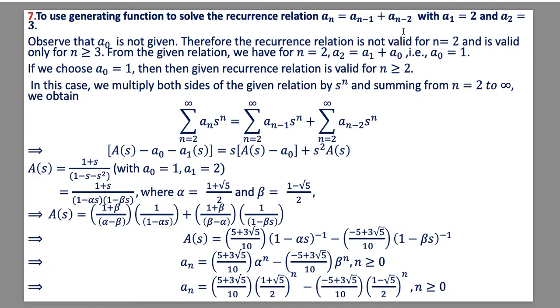So in this case, we can multiply it by s raised to power n and take the summation from n equal to 2 to infinity. So it will be the sum from n equal to 2 to infinity of a_n s^n equals the sum of a_{n-1} s^n plus the sum of a_{n-2} s^n. We know that the left side is A(s) minus a naught minus a1 s. We know that this is s into A(s) minus a naught, and this is equal to s square A(s). So if we take A(s) common, we get 1 minus s minus s square, and shift the other terms to this side.